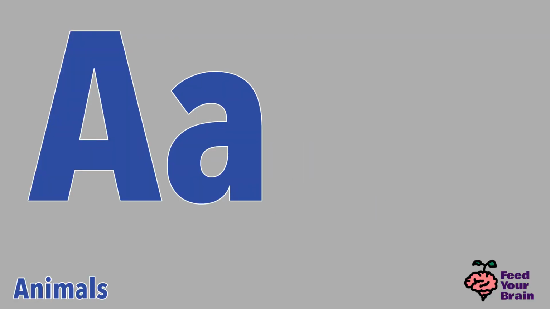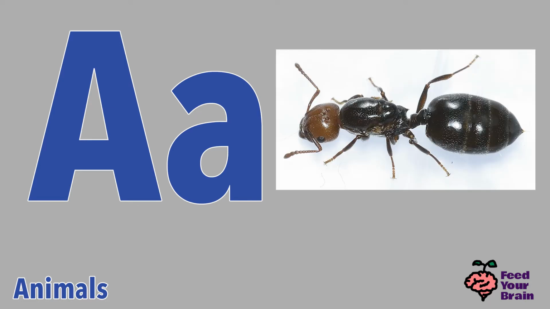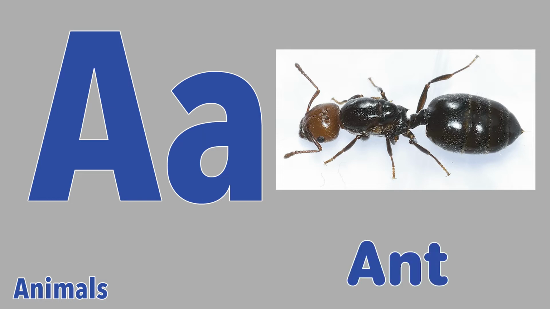This is the letter A. It's the first letter of the alphabet. This animal begins with the letter A. What animal is this? This is an ant, and yes, ants are insects, and ants are also animals. Ants belong to the kingdom Animalia.